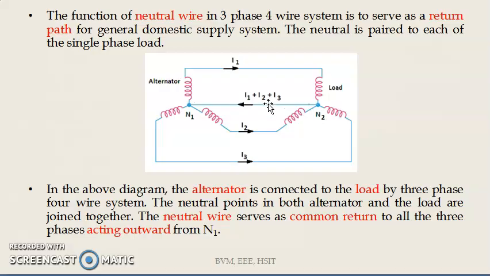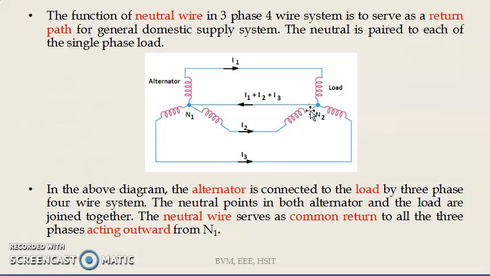So this neutral acts as a return path, and you may already know about balanced load and unbalanced load. In a balanced load, all the three phases of the load have the same impedance and power factors. Therefore, the neutral carries no current at all, because the summation of all the three currents flowing in each of the phases, which are equal in magnitude, is zero. According to Kirchhoff's current law, the current at the neutral point is zero.